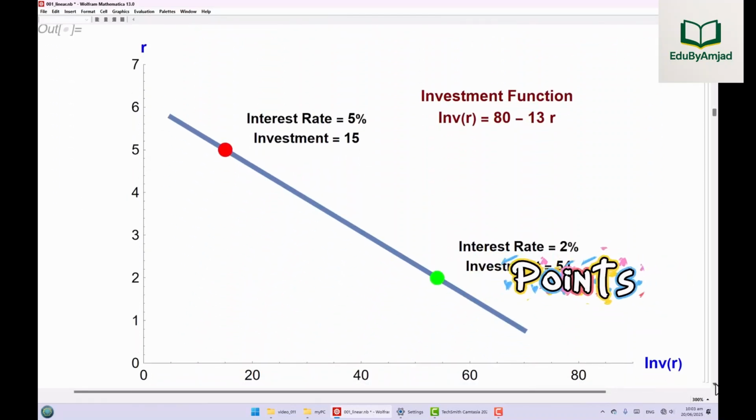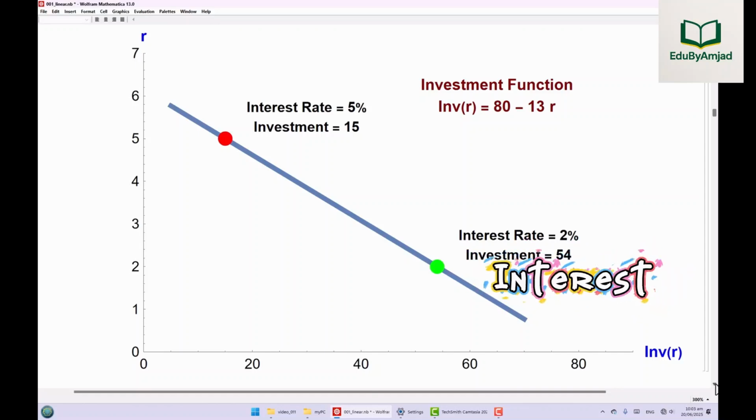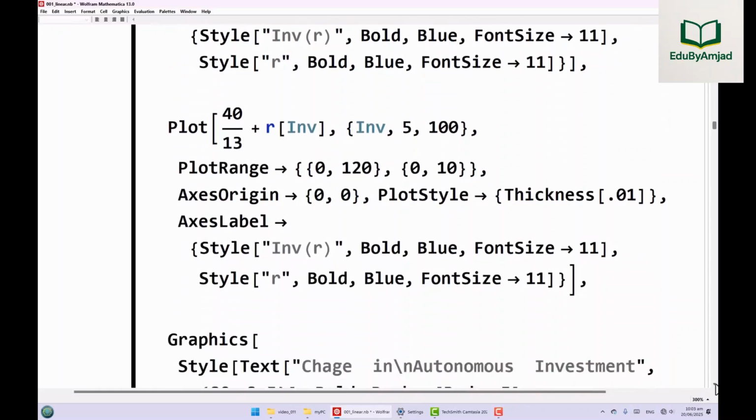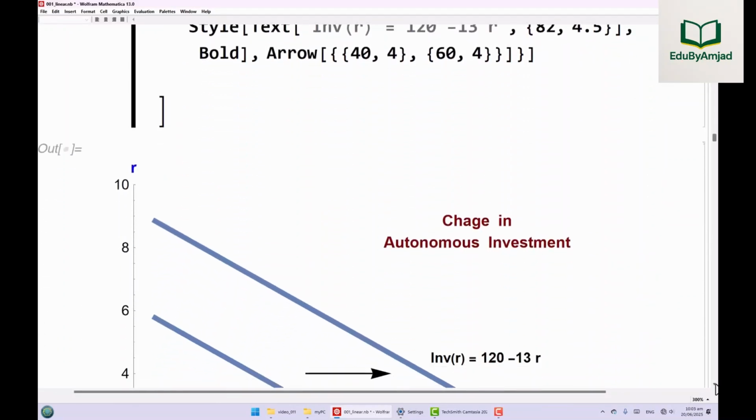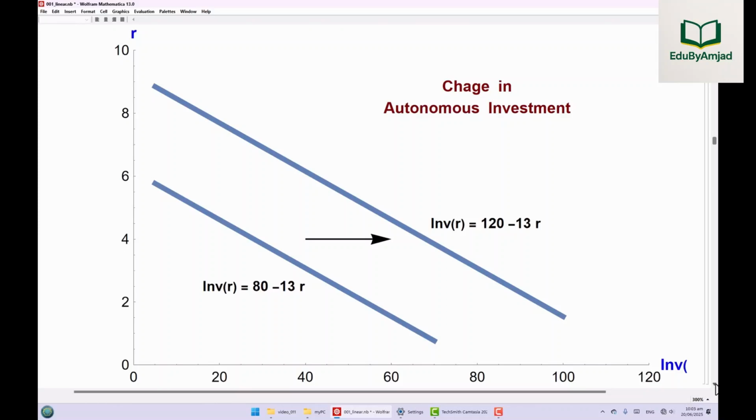Comparing the red and green points. We see at the red point, with a relatively higher interest rate of 5%, investment is at a lower level of 15 units. At the green point, with a relatively lower interest rate of 2%, investment is at a higher level of 54 units. With an increase in autonomous investment from 80 to 120, the investment function shifts forward. So, now, at the same interest rate as before, the investment level is higher by 40 units.